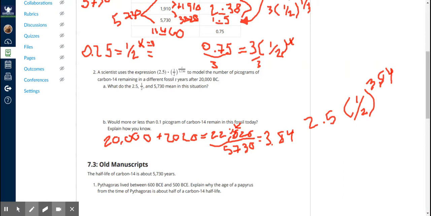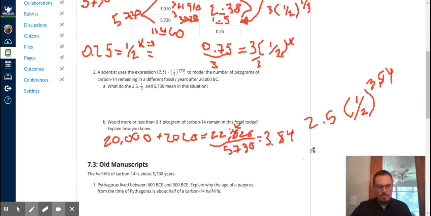And I'm going to type that into Desmos. 2.85 times 0.5 to the power of 3.84. And I get 0.17, 0.18. I'll round it to 0.18. So when it asks is there more or less than 0.1 of a picogram remaining in the fossil, more. How do I know? By the math that I just did. Okay.